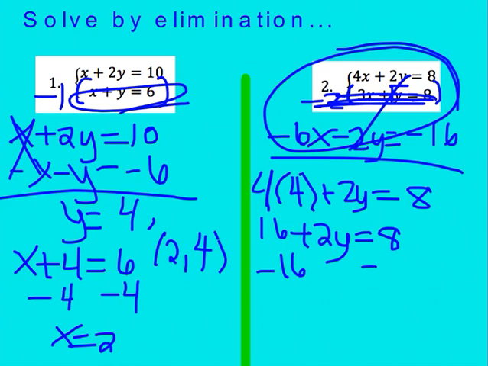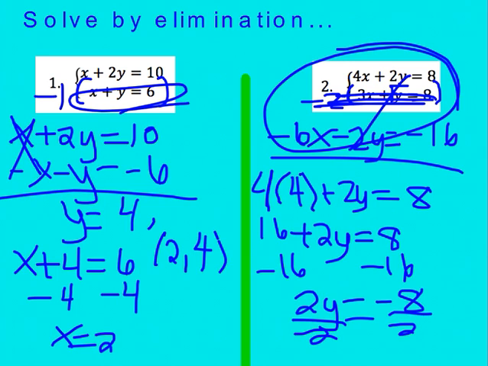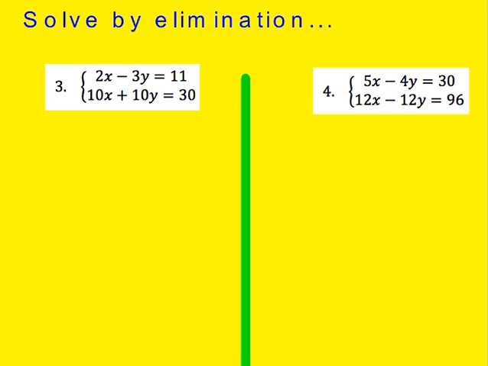Subtract 16 from both sides, and I get 2y is equal to a negative 8. Divide both sides by 2, and I get that y is equal to a negative 4. So my answers are 4, negative 4. Since my x is 4, that goes first. And then I'm going to go ahead and tack on that negative 4. Okay? So then, taking a look at number 3, solving by elimination. So I don't have any 1s.